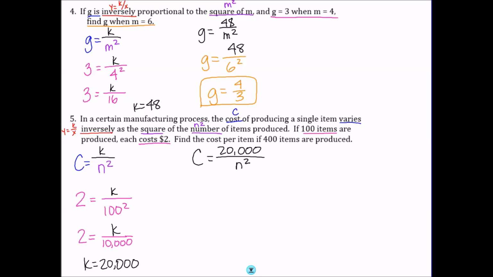Then I can read the last sentence. Find the cost per item if 400 items are produced. So I'm going to plug 400 in for n. Then I can just type this in my calculator. And I end up with 0.125.